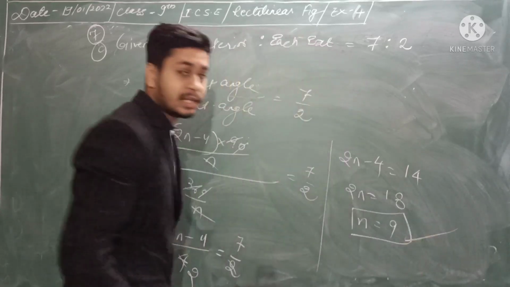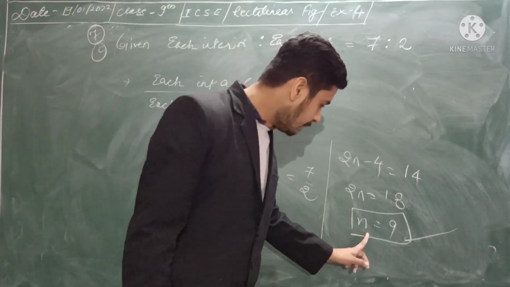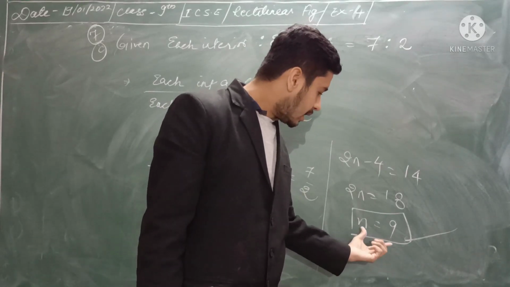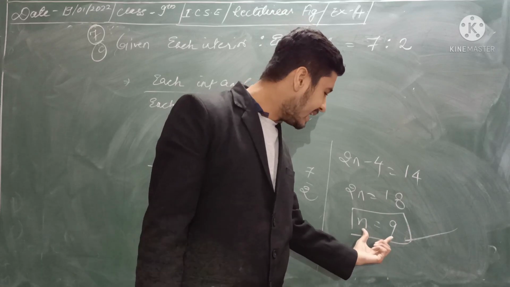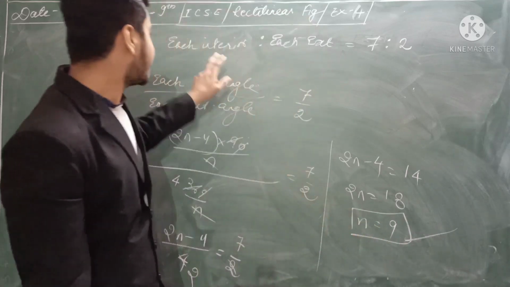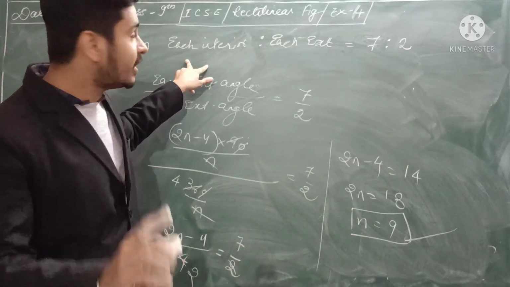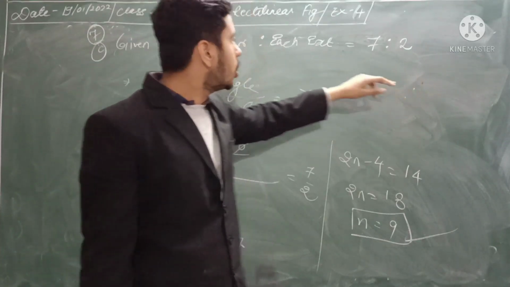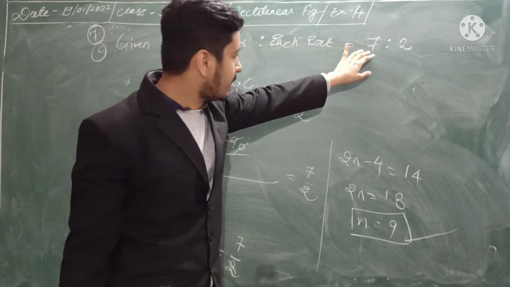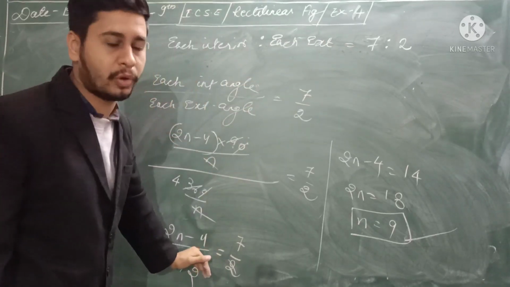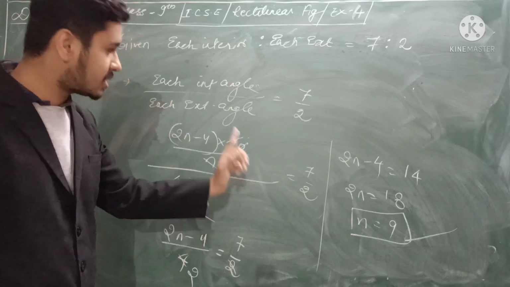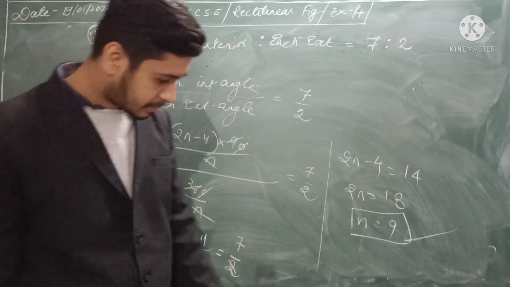So what is the interpretation of this answer? That the number of sides is 9, that is, a regular polygon whose sides are 9. So the ratio of its interior angle and exterior angle is 7:2. Okay, so that is what you are given with such type of ratio. The same process you have to follow for the other questions also. Okay, so use this criteria to solve the other questions.